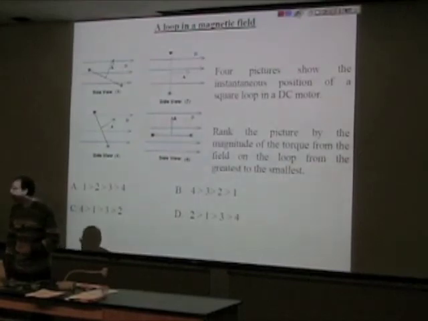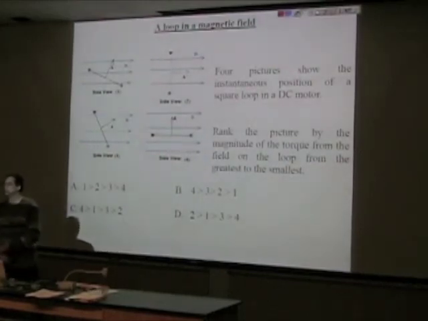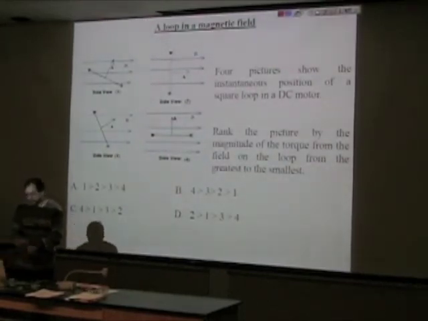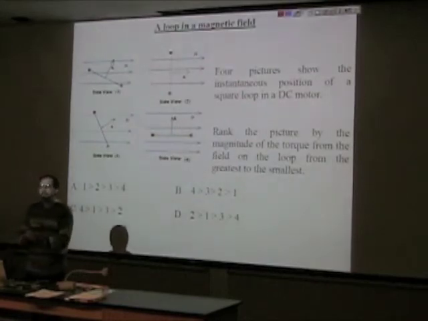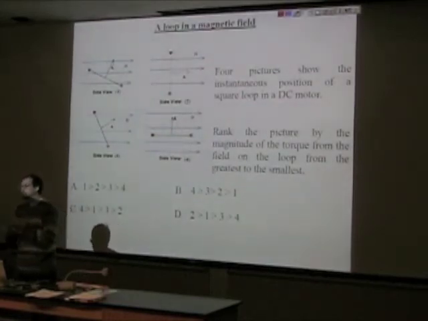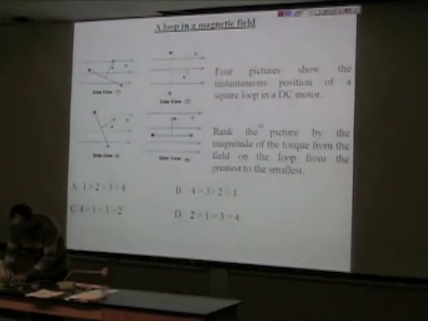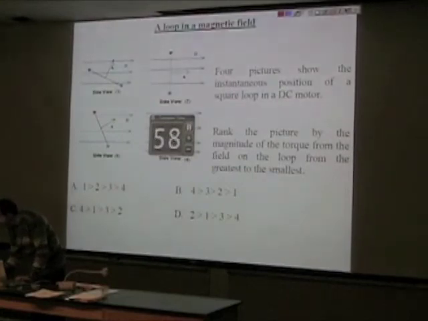I want to ask you this question. That's probably the last personal response question for today. Here, what you see are several loops with the same current, same area, in the same magnetic field. The only difference is the orientation.